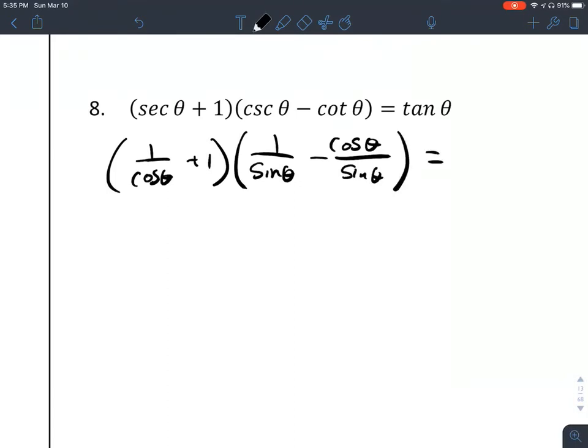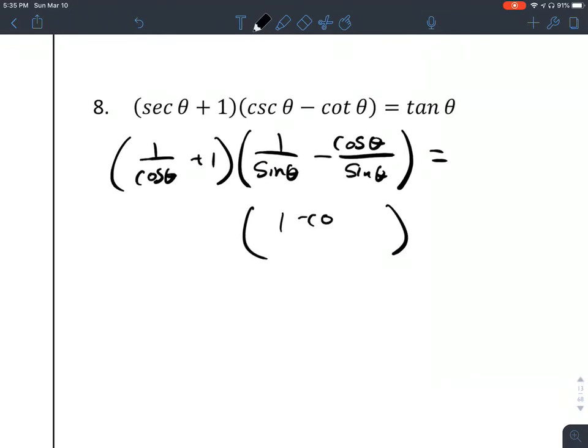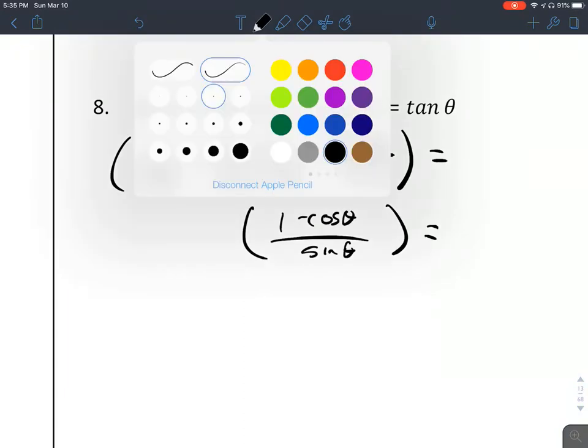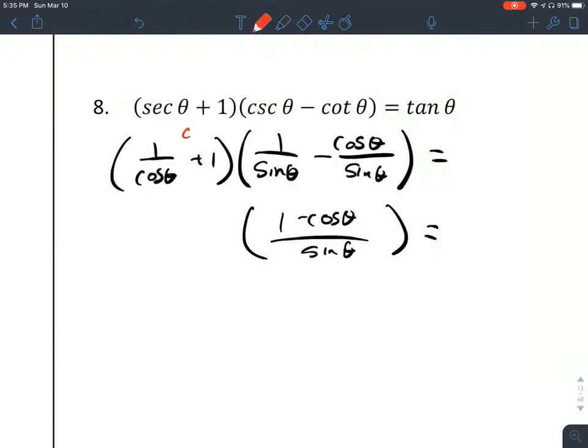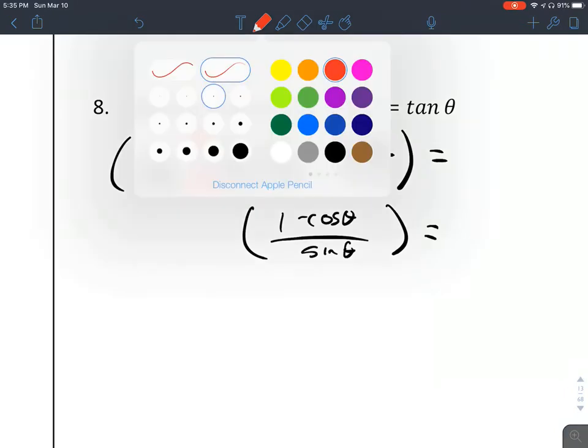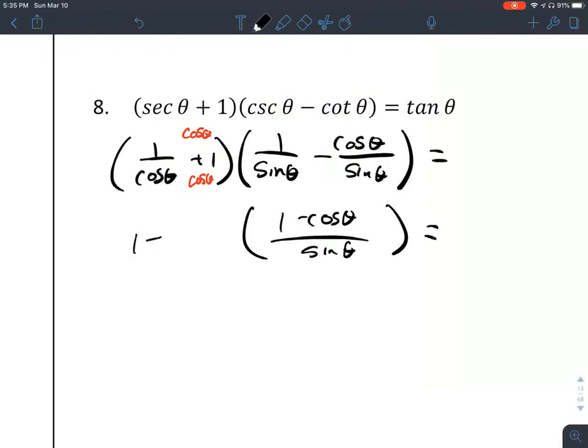Now, before I multiply this stuff out, I want to make this one fraction. This one on the right already has common denominators, so it's going to be 1 minus cosine of theta over sine of theta. This one on the left, if I multiply the 1 times cosine of theta over cosine of theta, I'll get common denominators. And then when I add those, I'm going to get 1 plus cosine of theta over cosine of theta.